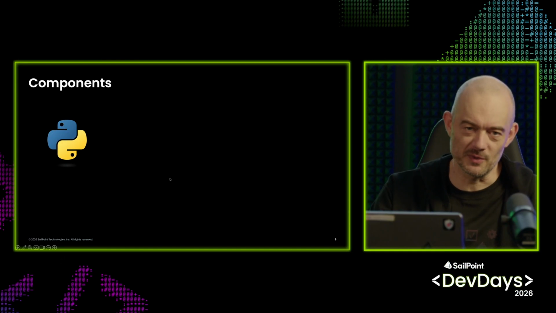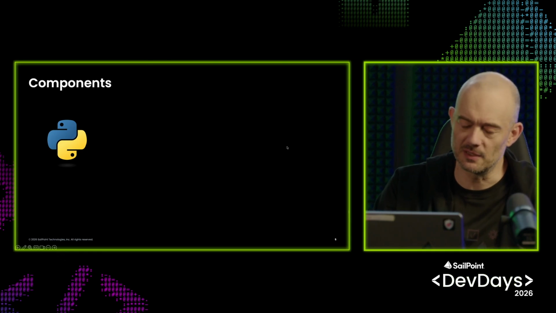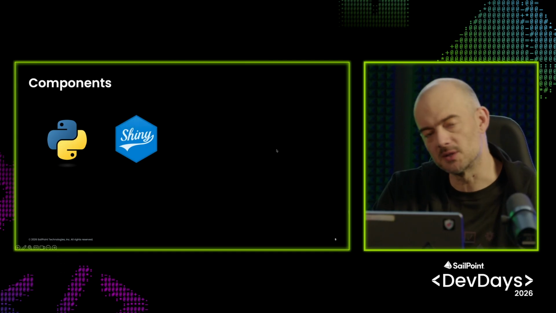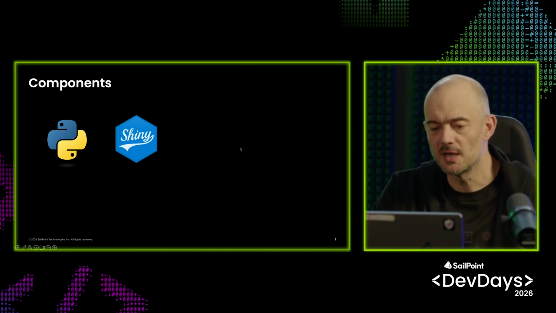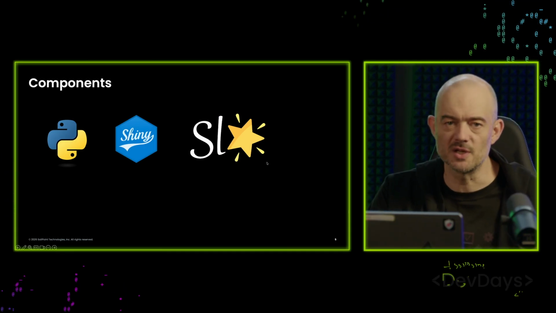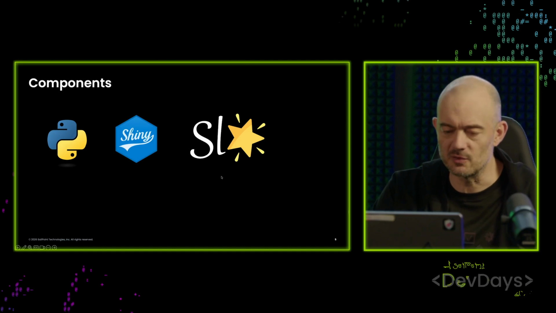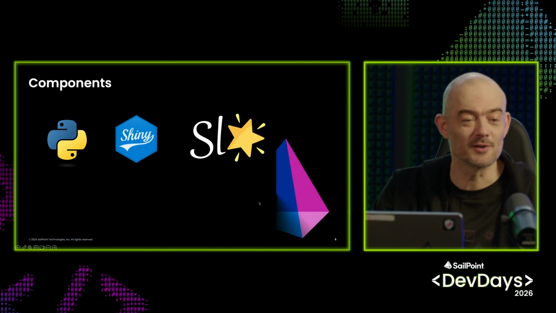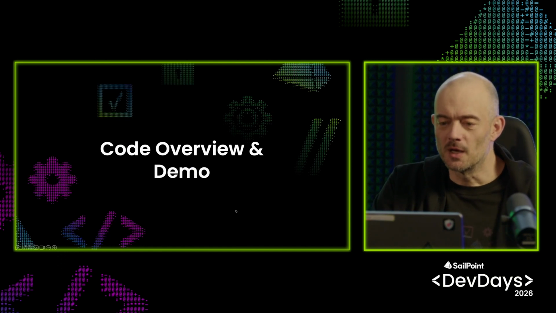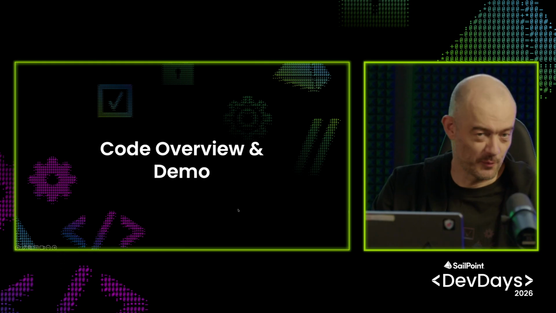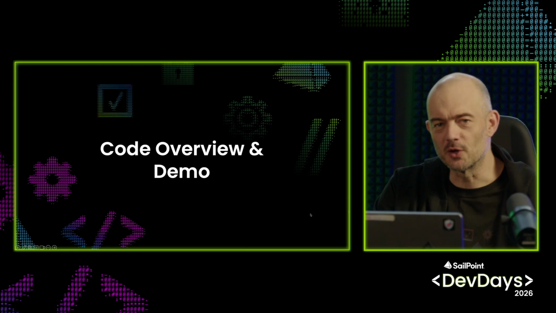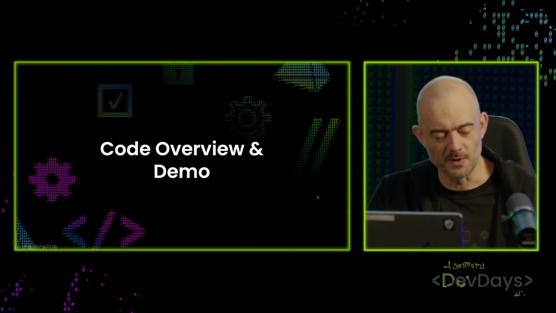I used Python 3.14, but anything above 3.11 will do. We're using Shiny for Python as the React framework for the UI elements, and Starlette as the underlying web server. Again, of course, you can change any of these, with anything that you're familiar with. And of course, the real star of the show is the SailPoint SDK for Python. And that's really all I have with slides. So let's jump into an overview of the code and then a demonstration of how we can use this.